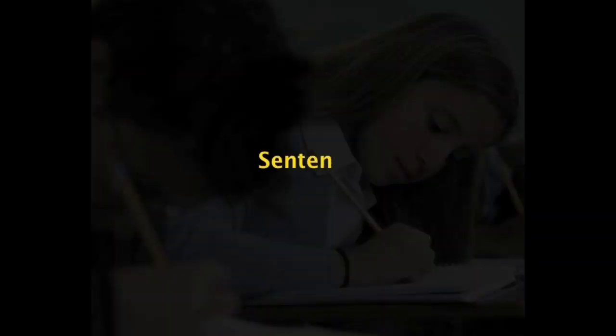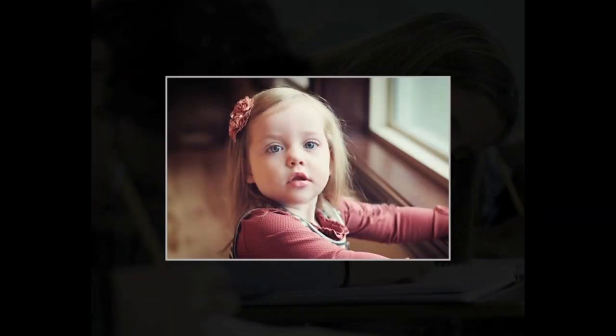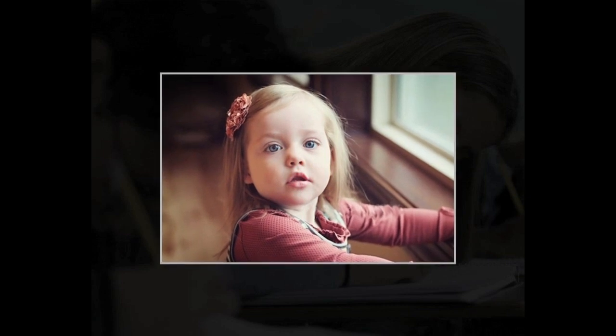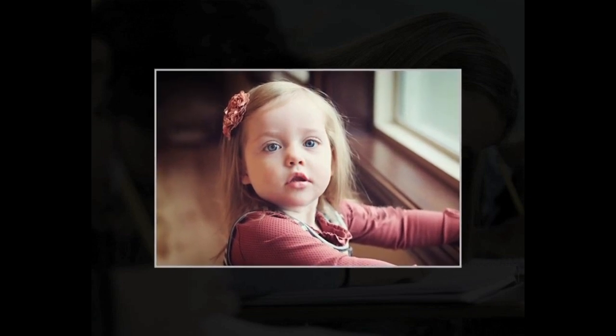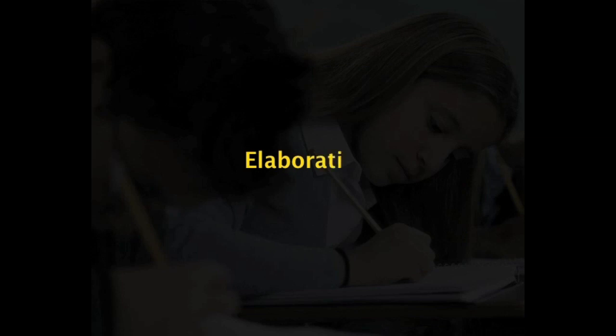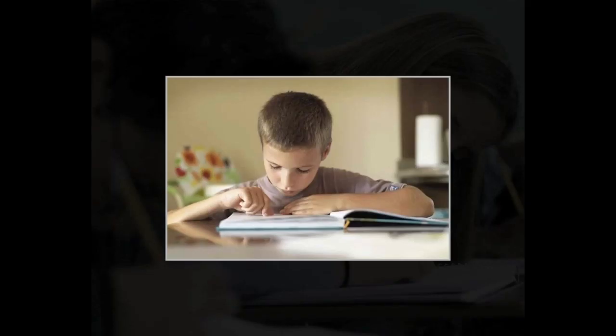The next stage is the sentence. It starts from 2 years, talking simple, complete sentences. The next is elaboration. Elaboration includes description, narration, explanation and communication, having conversation through dramatic play. The next stage is graphic representation. It starts from the age of 5 to 6 years. The child exhibits his language through reading and writing.